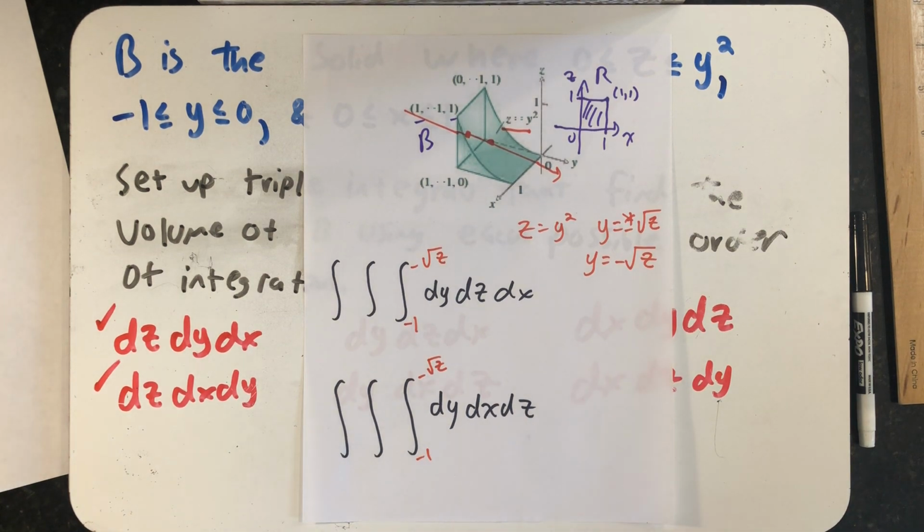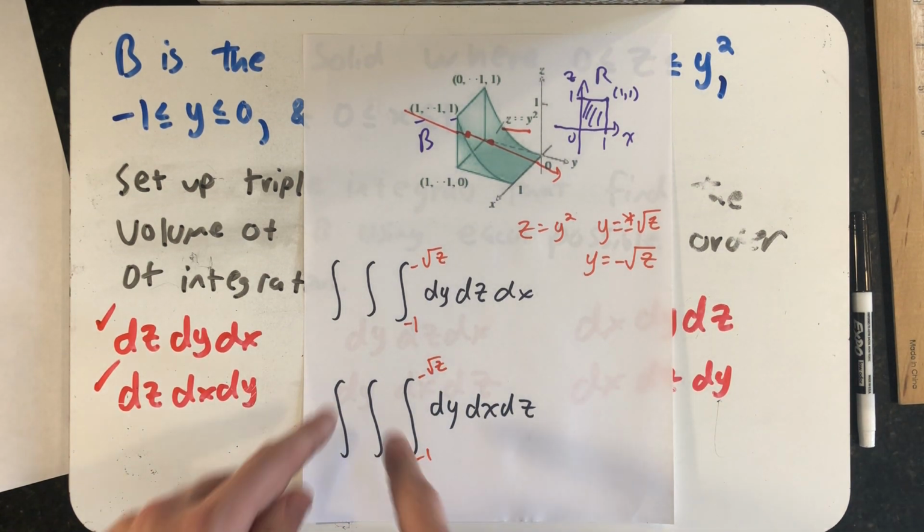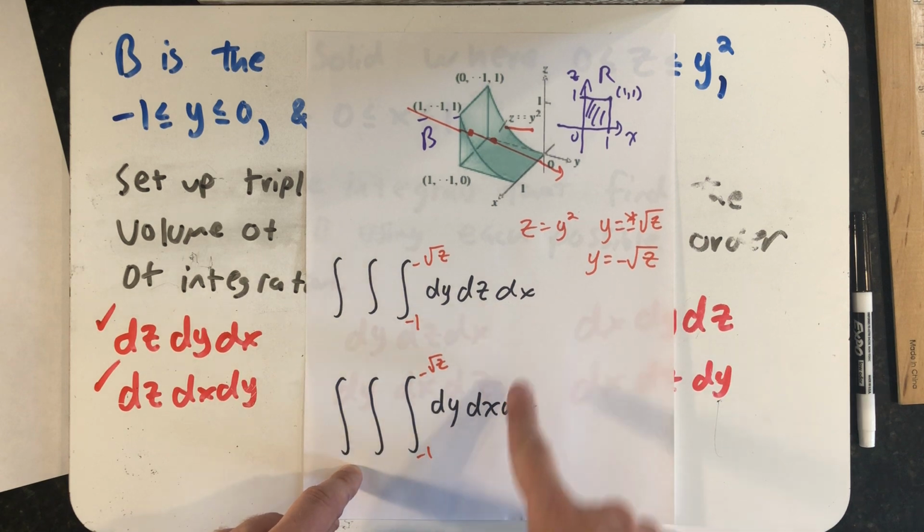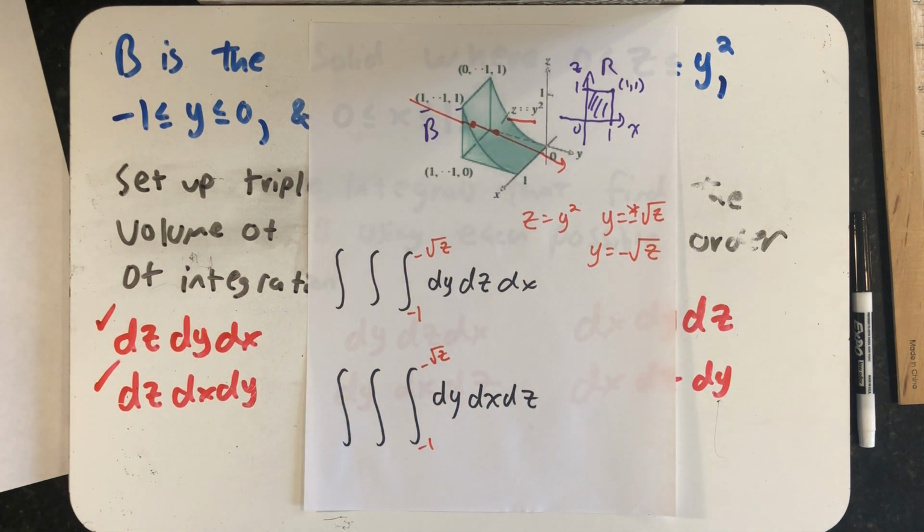Okay, so now let's see if we can find bounds in the next two orders of integration, z and then x, x and then z. Pause the video here and see if you can get ahead of me and write those down.